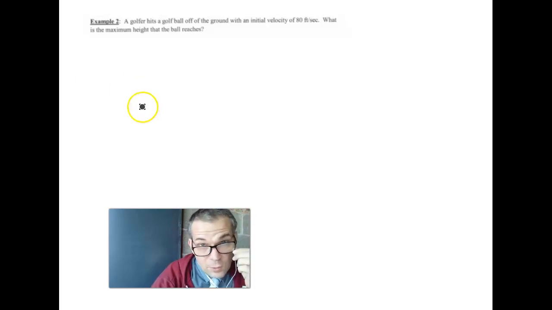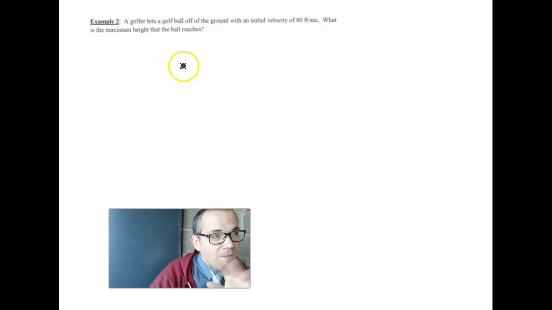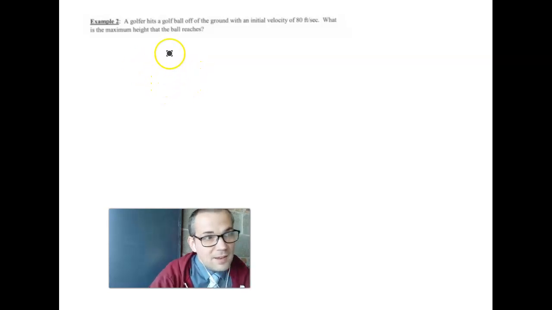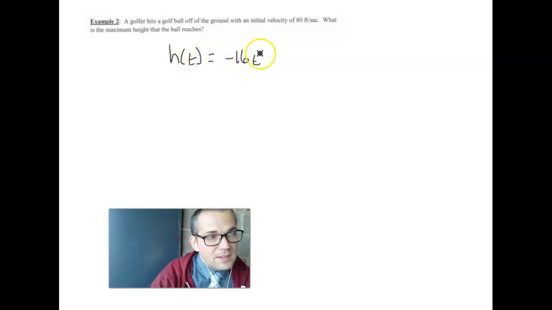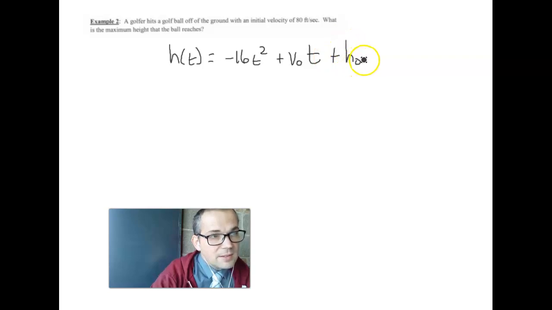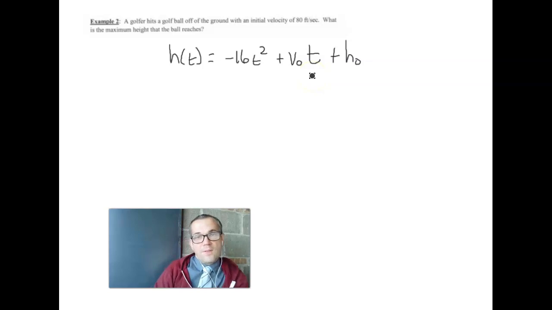Because I cannot say this equation out loud enough times, I'm going to start off by saying, for all these types of problems, we're going with the idea that the height at a specific time will always be equal to negative 16t squared plus whatever that starting velocity is times time, plus whatever the starting height is. So as I read the word problem, I'm looking for how fast was it going at first and where did it leave the ground from.